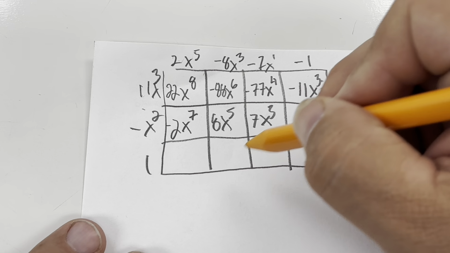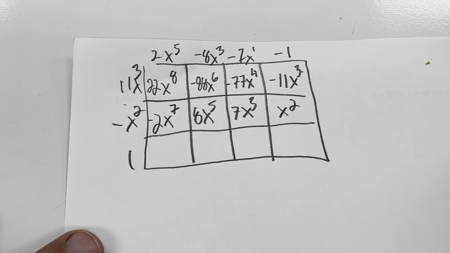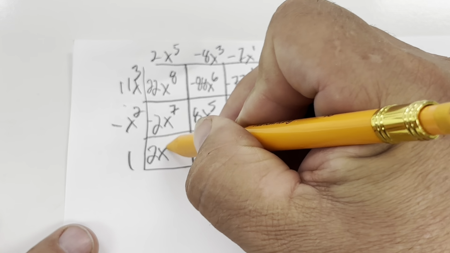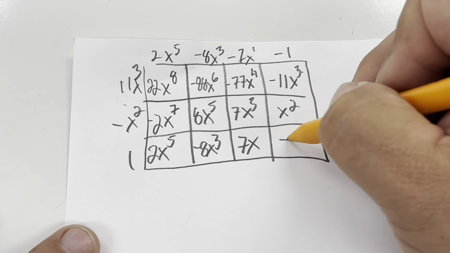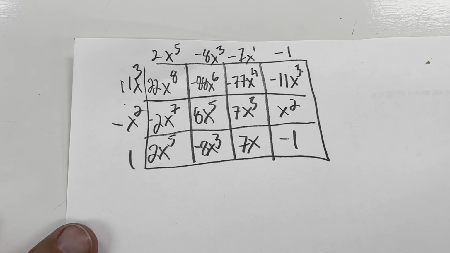Plus x squared. I like multiplying by 1. It's like the closest thing to fun you'll do in my class. 2x to the 5th minus 8x cubed, 7x minus 1. Now we're going to seek and destroy and take the derivative.